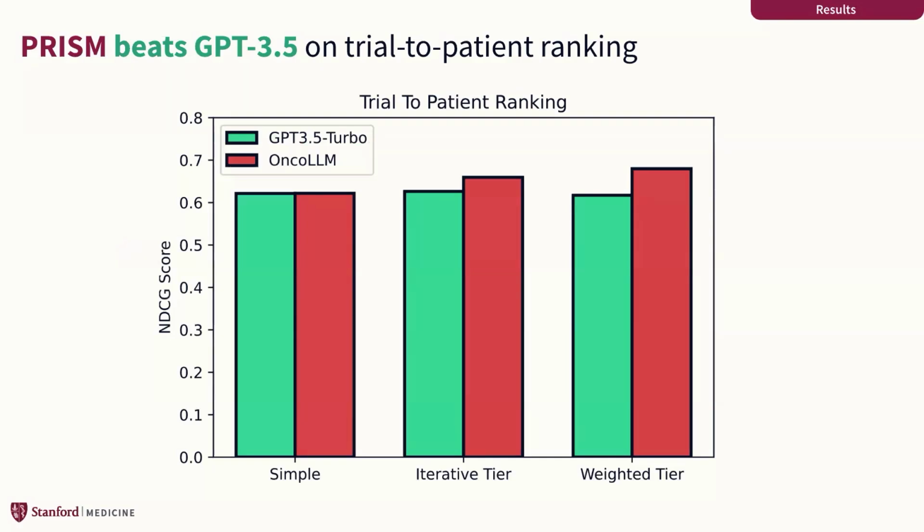Again, same kind of plot, with the x-axis showing different scoring strategies. Red is OncoLLM or PRISM, and green is GPT 3.5. And we see that OncoLLM beats GPT 3.5 on this task by a decent amount. So, given a trial, it's able to find patients that are relevant.